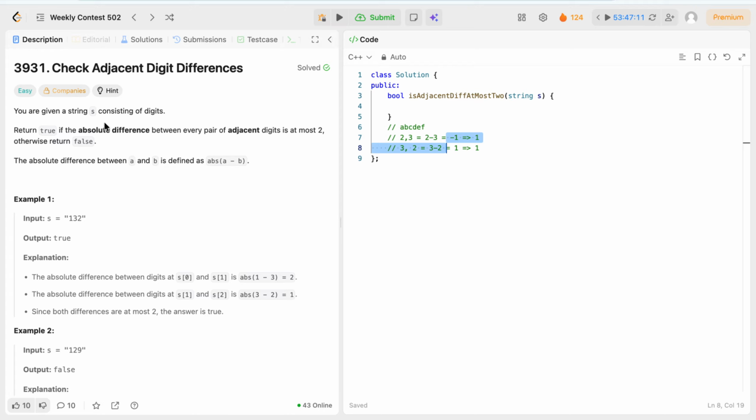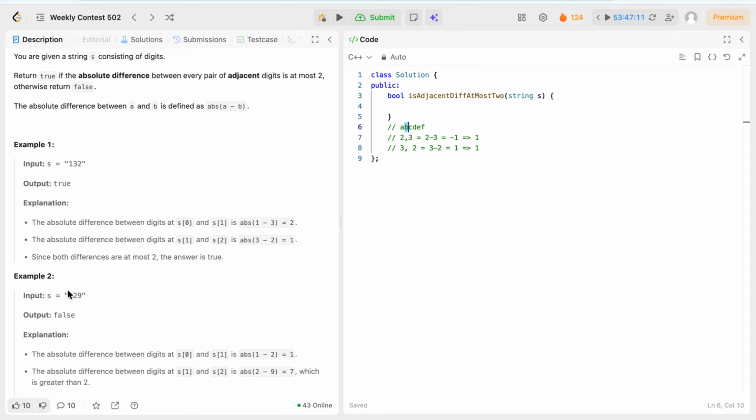So they are saying the absolute difference between every pair of adjacent digits is at most 2. Whichever pair you choose, either BC, CD or EF, the difference between them will be at most 2. Either it will be 0, 1 or 2. Here I have said ABCDEF, but we will be given digits only, so we will have the digits 0 to 9.